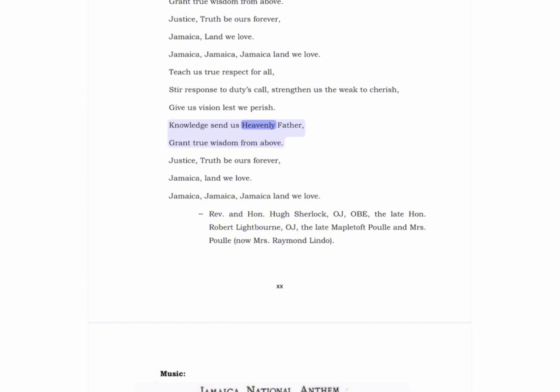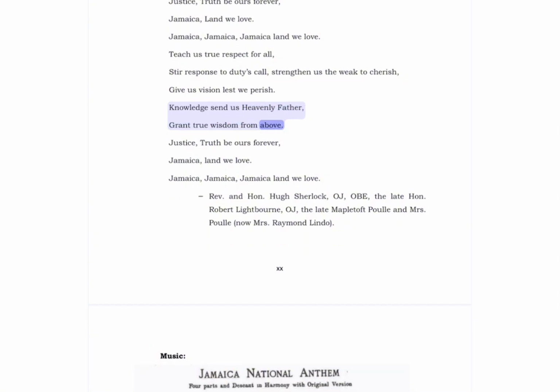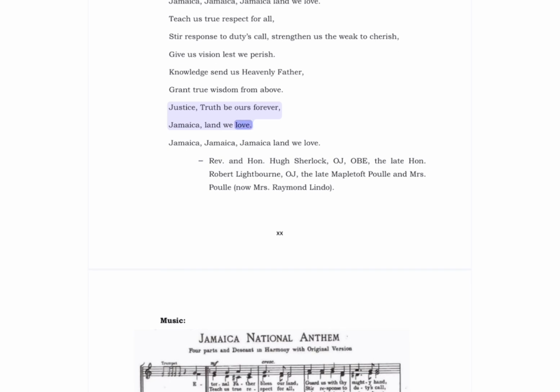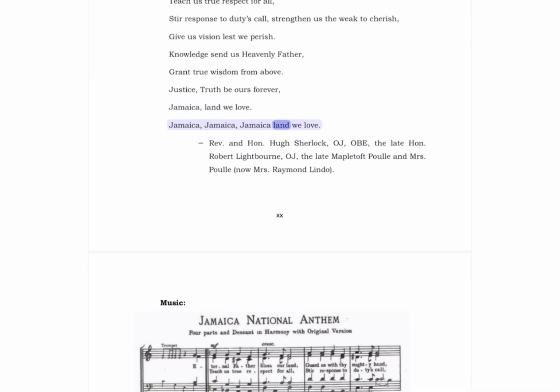Knowledge send us, Heavenly Father, grant true wisdom from above. Justice, truth be ours forever, Jamaica, land we love. Jamaica, Jamaica, Jamaica, land we love.